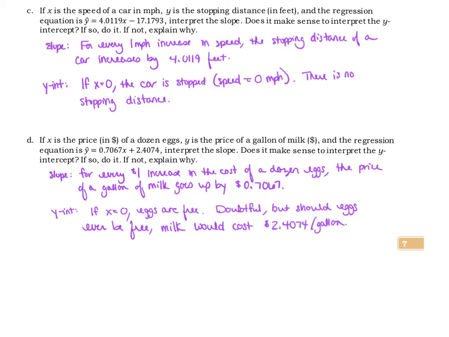All right, so there are my answers. For D, just make a note on the y-intercept. Again, if x is 0, that means the eggs are free. I doubt that's ever going to happen, but should it ever happen, we just have some oversupply of eggs and they have to give them away rather than sell them. Milk would cost about $2 and rounding 41 cents a gallon.